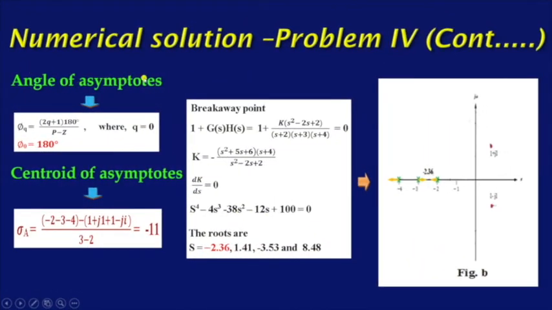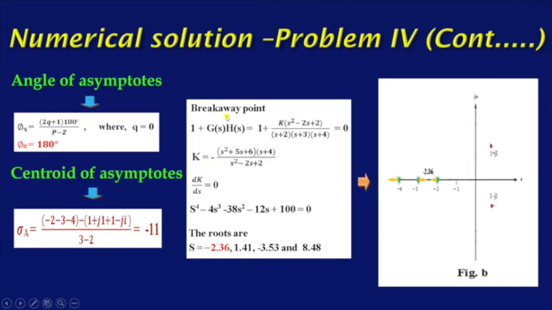Then find the angle of asymptotes. Phi q equals (2q plus 1) into 180 degrees divided by (p minus z), that is 1. So there is only one angle of asymptote. With q equal to 0, phi 0 equals 180 degrees. Then calculate the centroid of the asymptote. Sigma a equals the sum of all poles minus the sum of all zeros divided by 3 minus 2. So this is equal to -11.